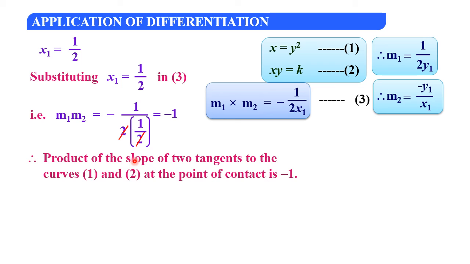So m2 equal to minus 1, and m1 into m2 equal to minus 1. Therefore the two curves cut at right angles. This is the solution of this problem.